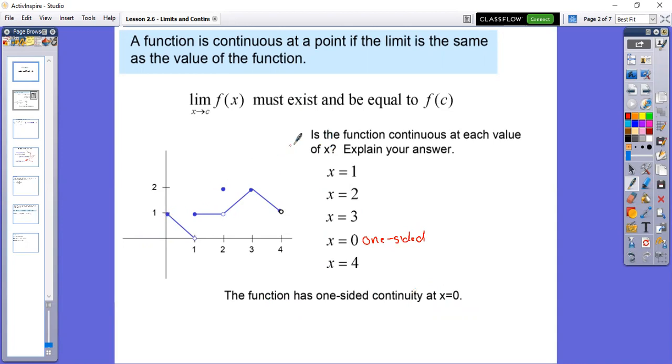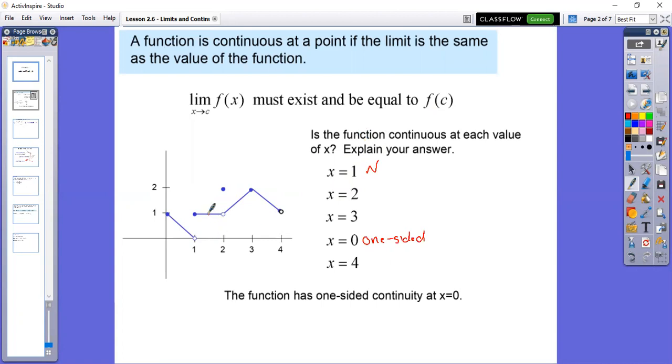So typically when we're trying to prove continuity, we're trying to prove full continuity, so whether or not a function is continuous. So for the rest of these, we're just going to look at whether the function is actually continuous. So let's look at x equals 1. At x equals 1, this function is clearly not continuous because the limit from the left and right are different, so the limit doesn't exist. So it can't be equal to f of c because it doesn't exist.